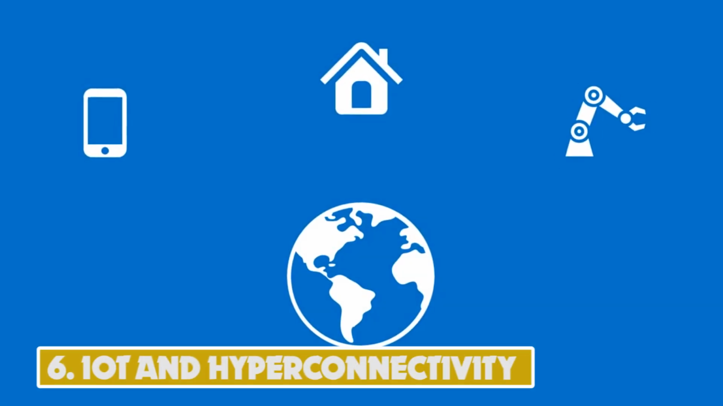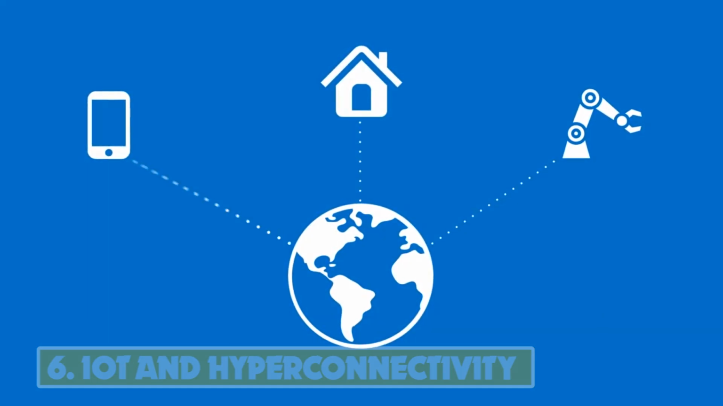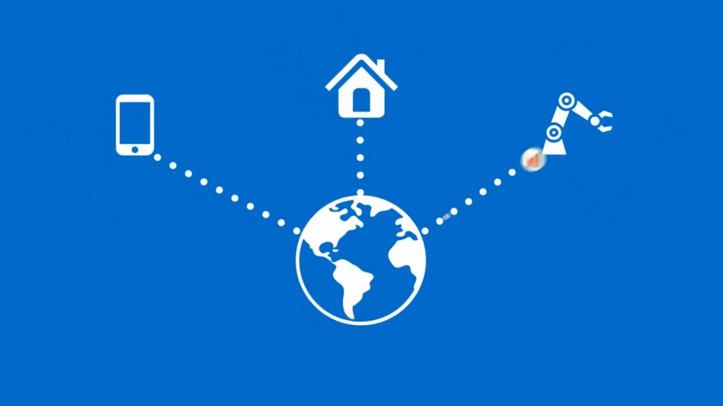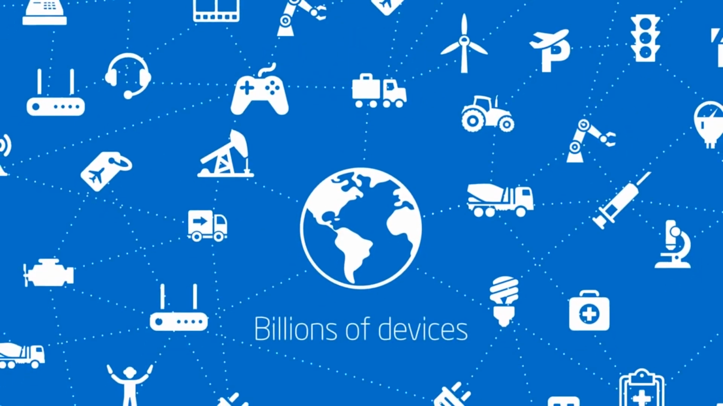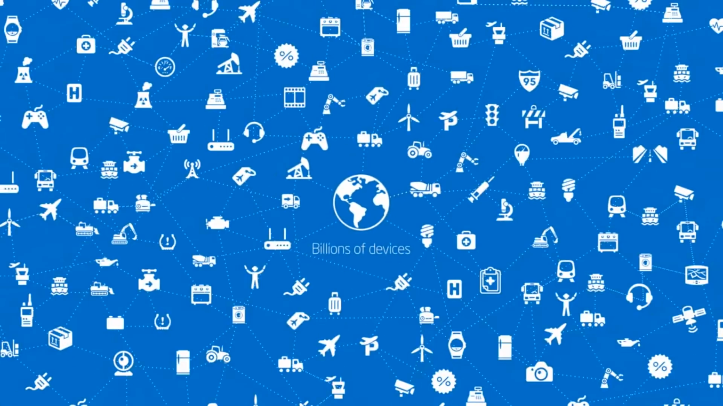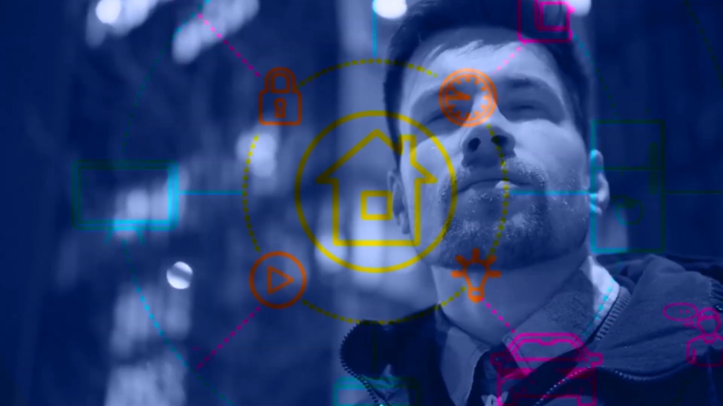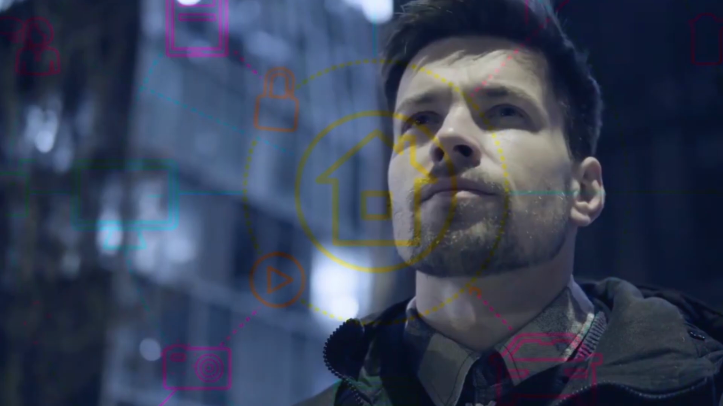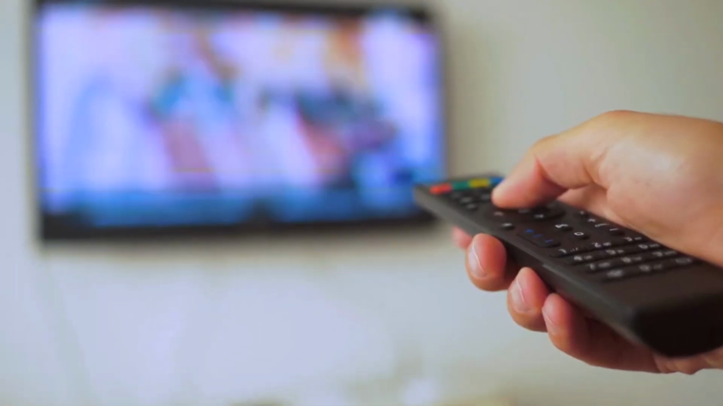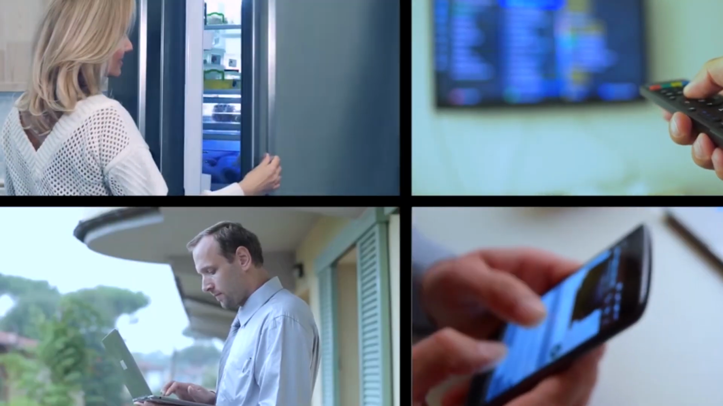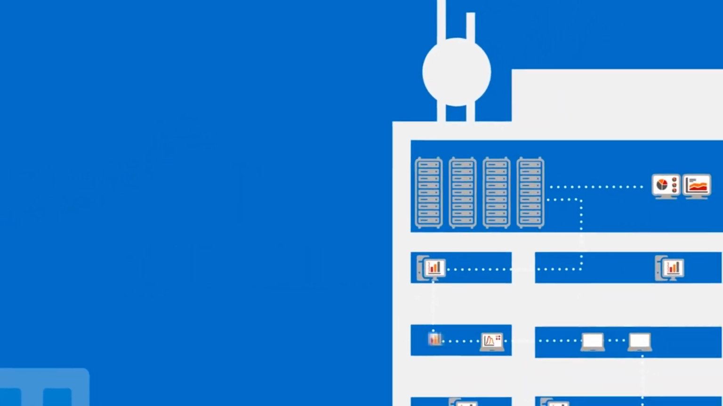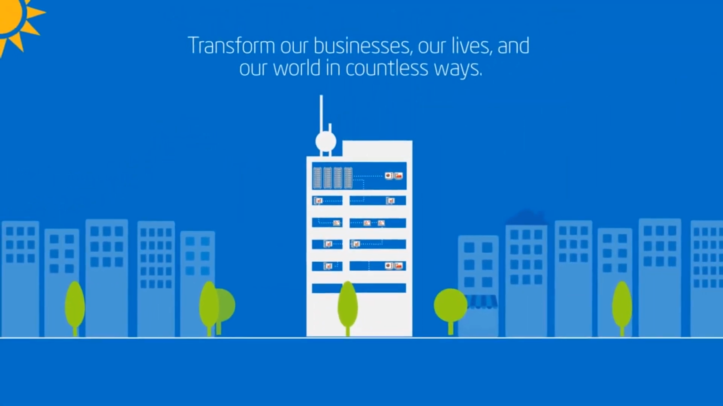Number 6. IoT and Hyperconnectivity. The Internet of Things, IoT, and hyperconnectivity are the two latest technological advancements that are rapidly transforming the way we live, work, and interact with each other. IoT refers to the network of physical devices embedded with sensors and software that exchange data and communicate with each other over the internet. And as per statistics, the number of such devices will reach 50 billion by 2023.